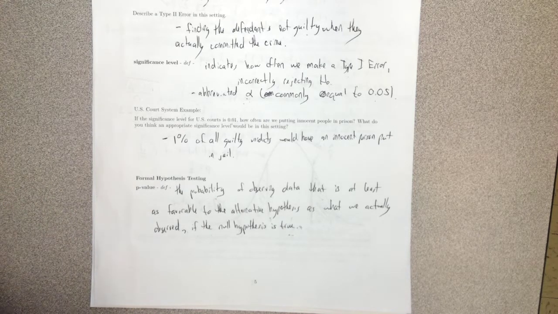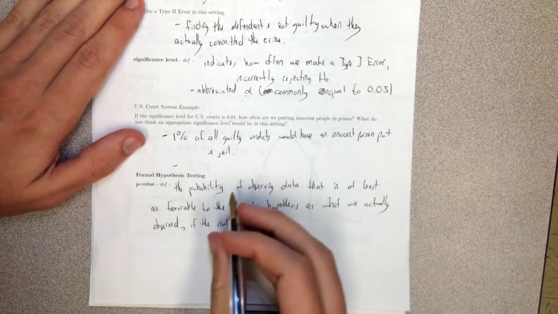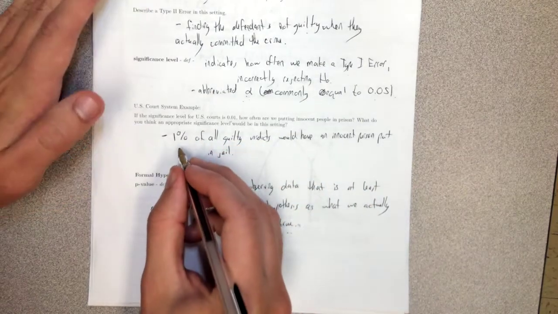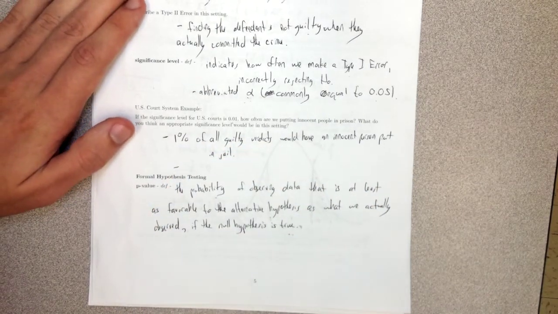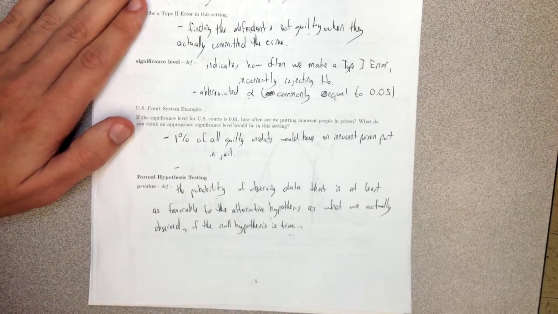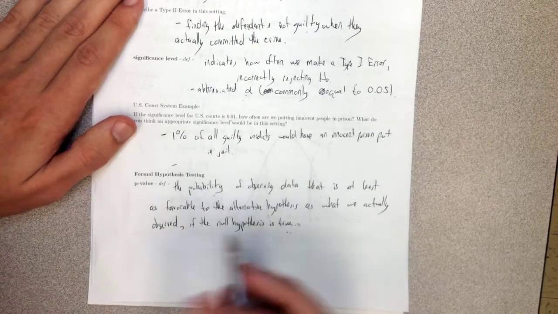For this second question, it's a little harder to say what an appropriate significance level would be in this setting. I mean, ideally it'd be 0, right? But if it was 0, then we'd never put anyone in prison at all. So that's the only way that we could really guarantee that no innocent person ever has to go to jail.